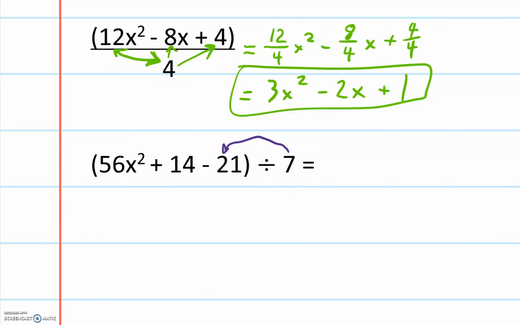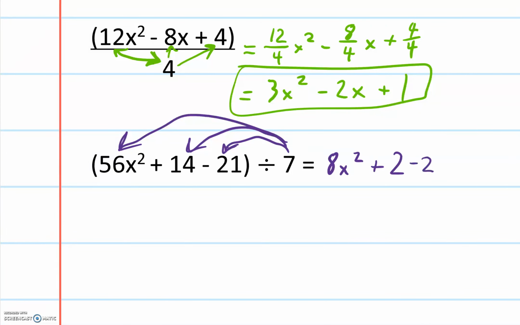So the dividing is going to be going there, there, and there. So it's going to all parts of the brackets. So 56 divided by 7 is 8, and we keep the x squared, plus 14 divided by 7 is 2, oops, that should be 2x, and then minus 21 divided by 7 is 3, so minus 3. So pretty straightforward.